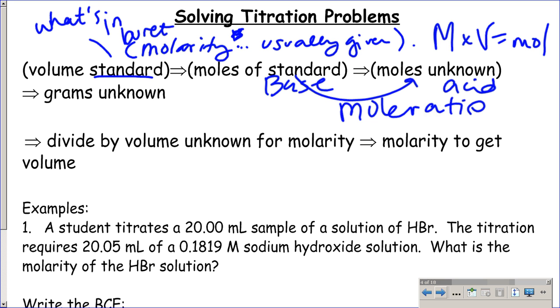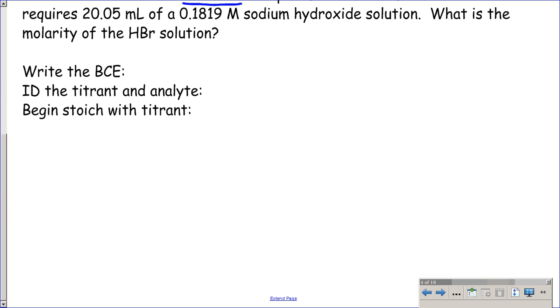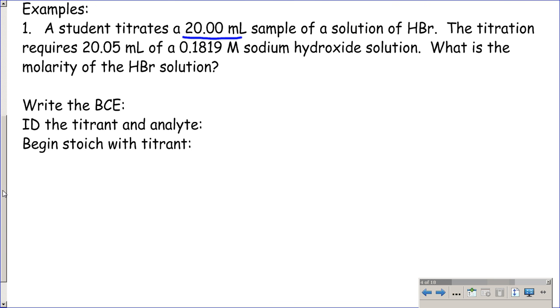So the first thing you probably want to do is read the problem, underline the important pieces. So of this, what's important? Okay, here you have 200 milliliters. Okay, but this is 200 milliliters of what? HBr. I'm going to write my stuff down on the side. You know me, I like to write my names down. So 20 milliliters of HBr, okay?